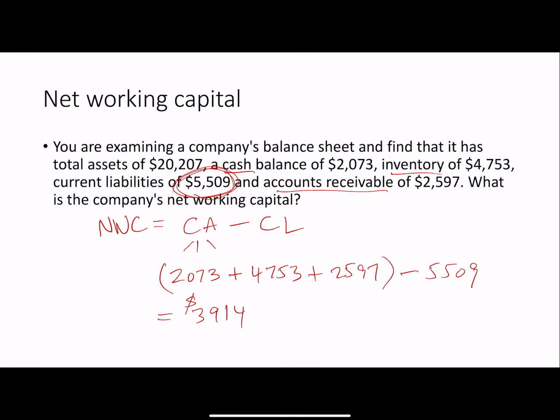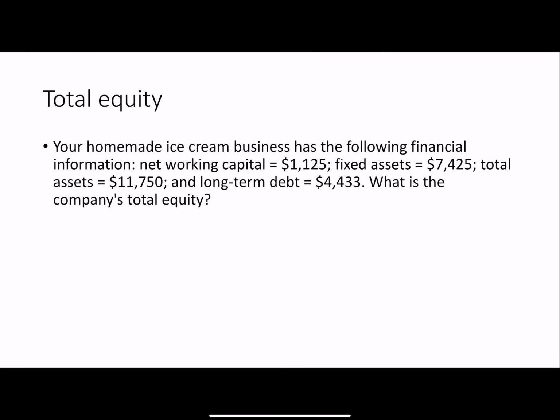Next problem, total equity. Your homemade ice cream business has the following financial information. Net working capital is $1,125. Fixed assets is $7,425. Total assets is $11,750. Long-term debt, $4,433. What is the company's total equity?